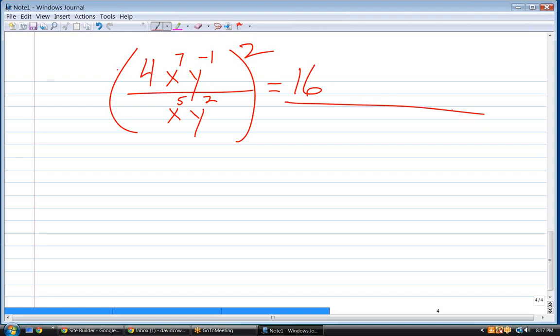Wait, so the 2 doesn't apply to the numbers? It does. It applies to the exponents? No, it applies to everything inside the parentheses. Oh, okay, that's where you... So 4 squared is 16.